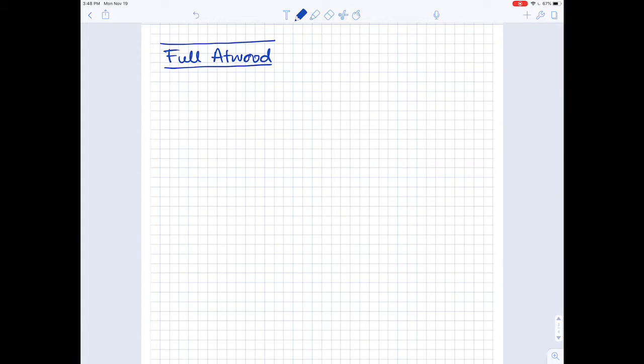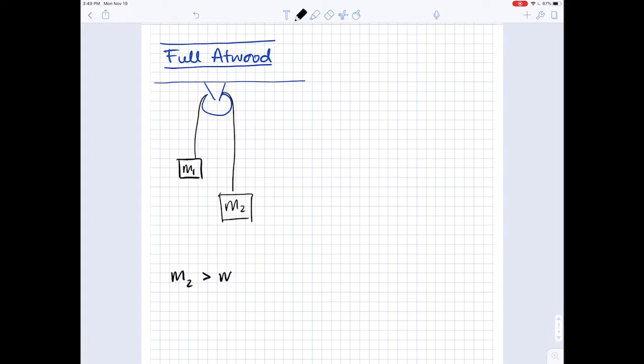So a full Atwood is when you have a pulley attached to a string, and the string is attached to 2 separate masses. I'm going to call these M1, I always have trouble drawing this, and M2. And we're going to say, for the sake of argument, that the mass of M2 is larger than the mass of M1. Okay, so how do we set this up? The setup of a half Atwood problem is very similar. So remember that this is what's called a coupled motion problem.